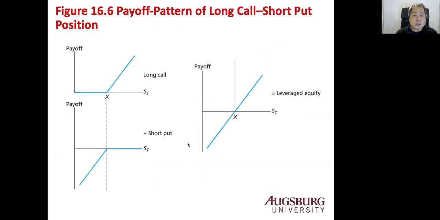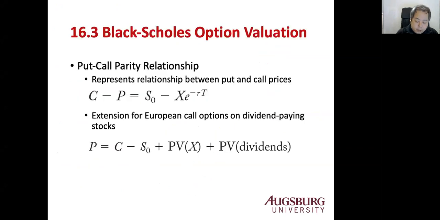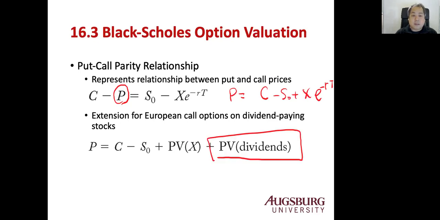From this relation, you can calculate the put option value without using the Black-Scholes put option formula. Simply, put option equals call option minus S0 plus X times the exponential function of negative r times T. If there's a dividend yield, then you can simply add the present value of the dividends. So that's how to get the put option value.